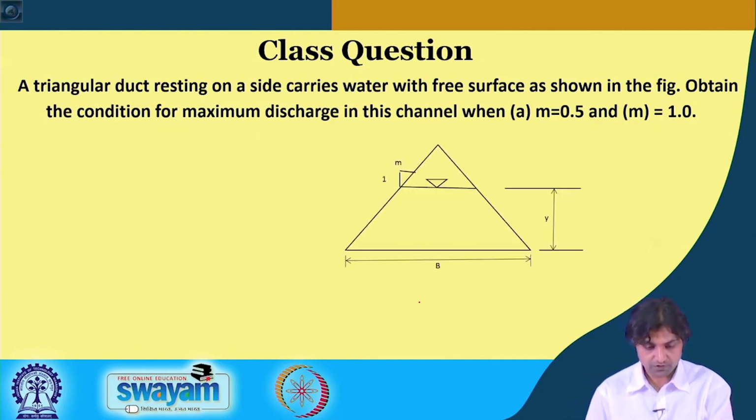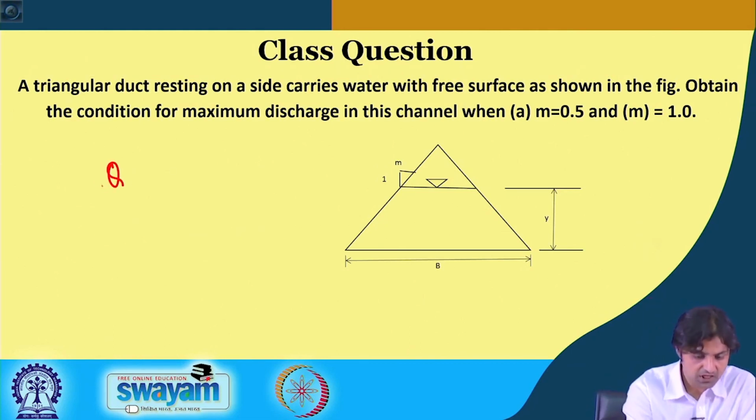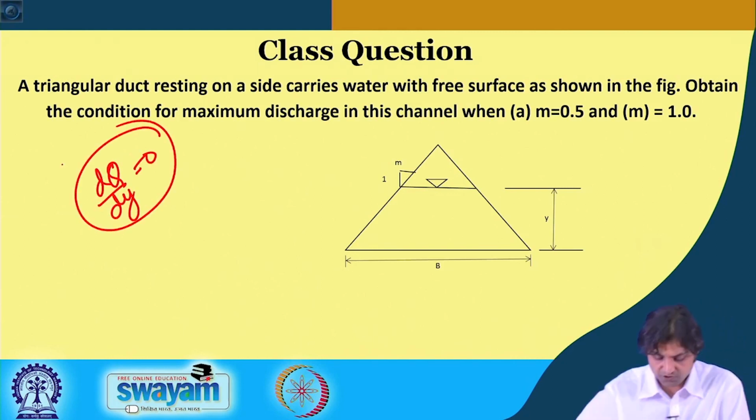So, this is another question. It says that the triangular duct resting on a side carries water with free surface as shown in the figure. Obtain the condition for maximum discharge. So, just telling you, for maximum discharge dQ by dy is equal to 0. So, everything is actually given.